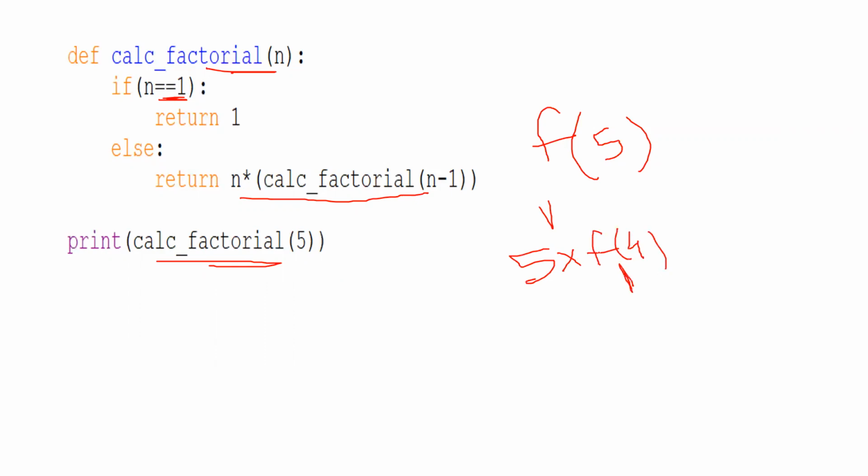Now again, is 4 equal to 1? No. In that case, 4 into f of n minus 1, 4 into f of 3 you will get here. Now again, f of 3 is nothing but 3 into f of 2, and f of 2 is 2 into f of 1.